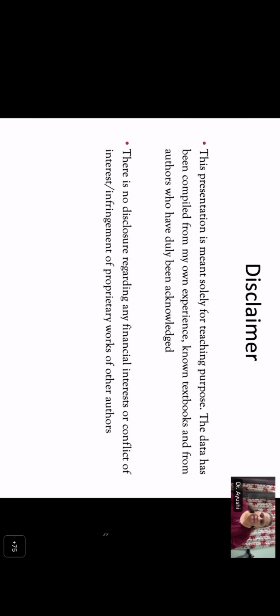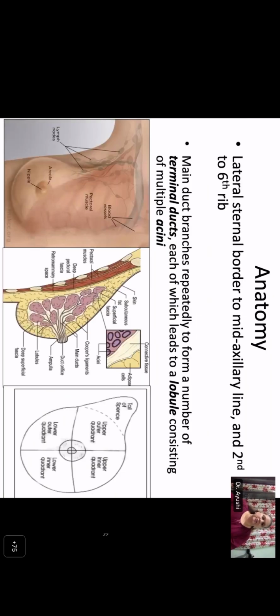So I would like to thank the organizers and Borges Madam for allowing me to present the normal histology and grossing of the breast that we'll be covering today. October is breast cancer awareness month, and I am very pleased to be inaugurating the breast cancer topics for this month with the normal histology and grossing. And these are my disclaimers.